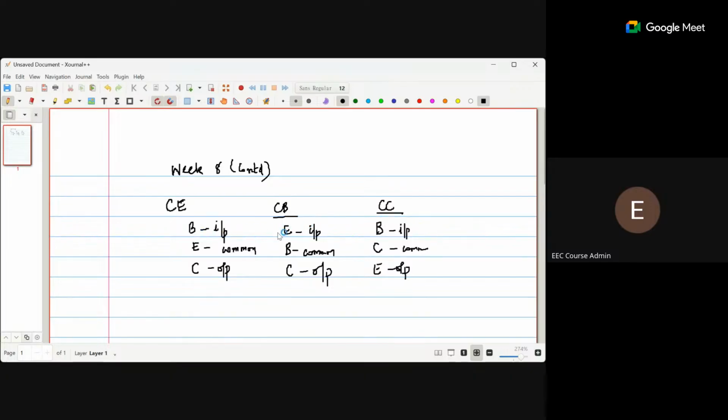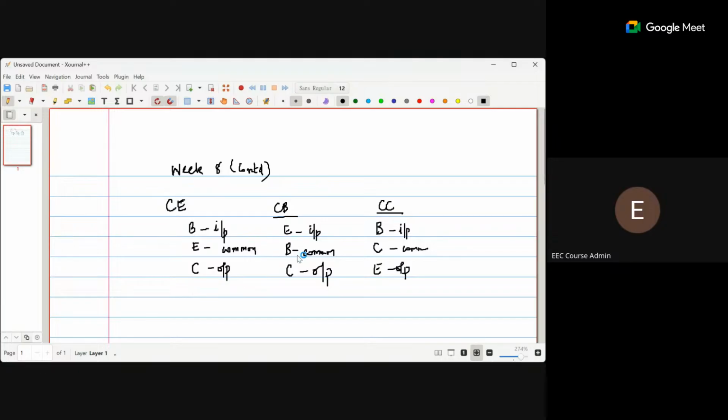So whatever be the configuration, by means of biasing, make sure that to function a BJT as an amplifier, you operate it in the forward active region. That means the emitter base junction should be forward biased and the collector base junction should be reverse biased. So the potentials of the emitter and base terminals should be such that the emitter base junction is forward biased. Similarly, the collector base junction is reverse biased.